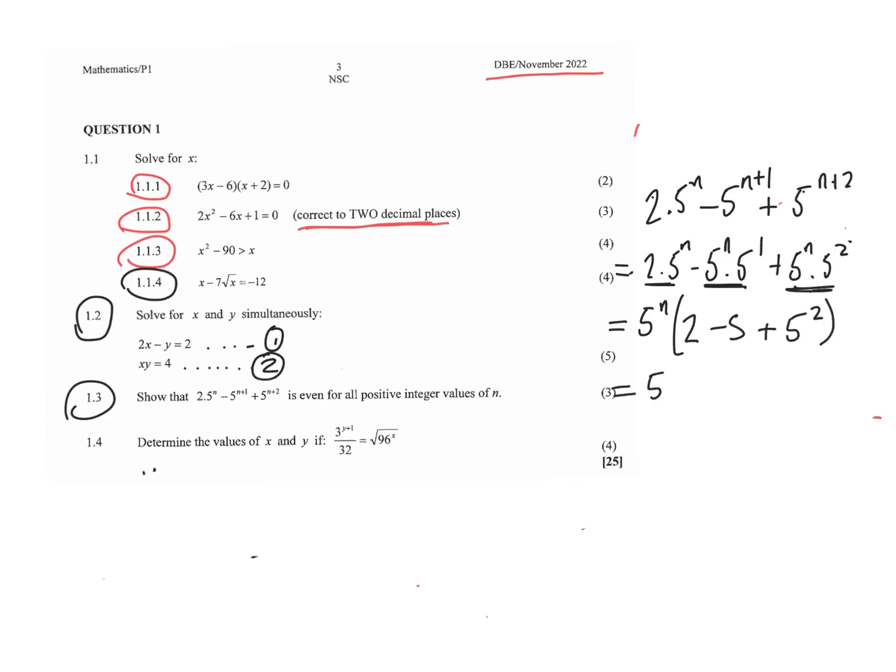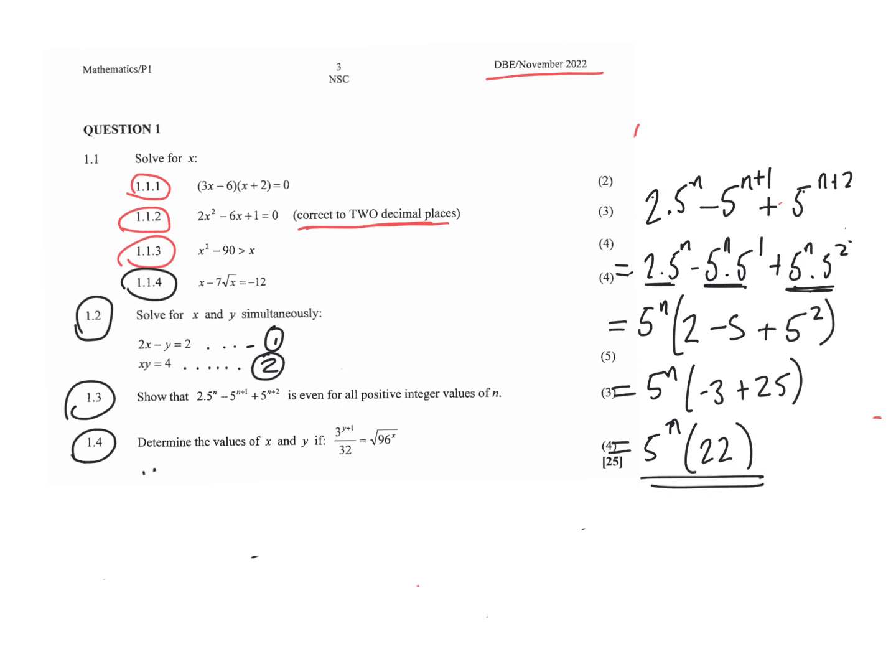Therefore, we have 5^n times, on this side, negative 3 plus 25. And that will give us 22. So that's it. So we move on to 1.4.